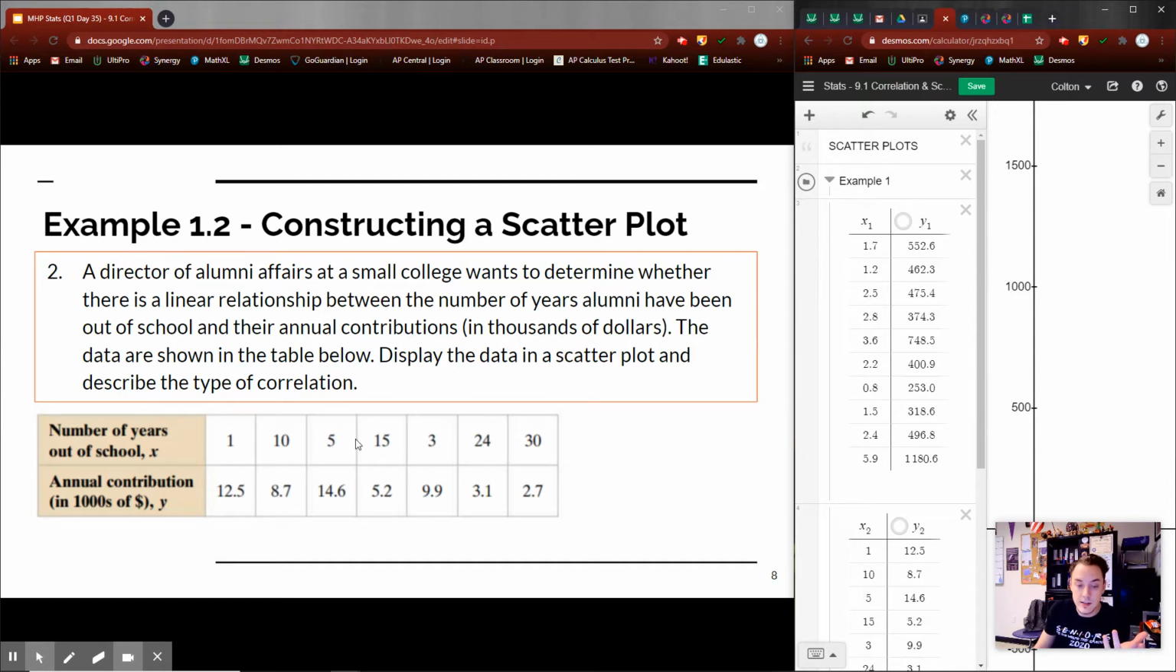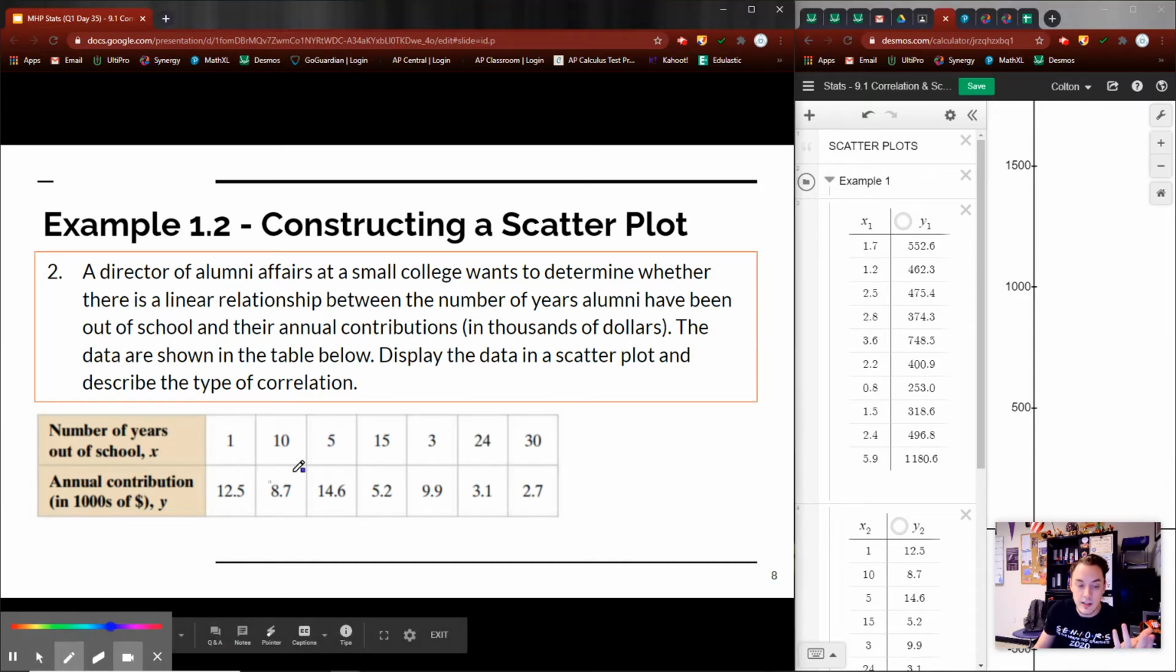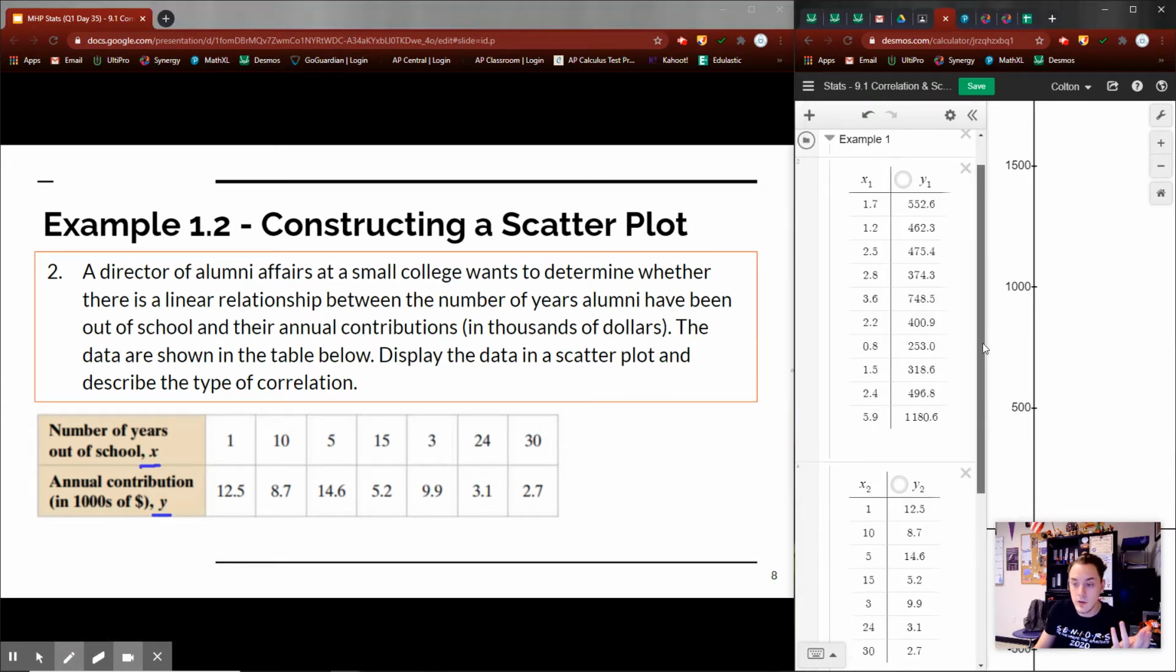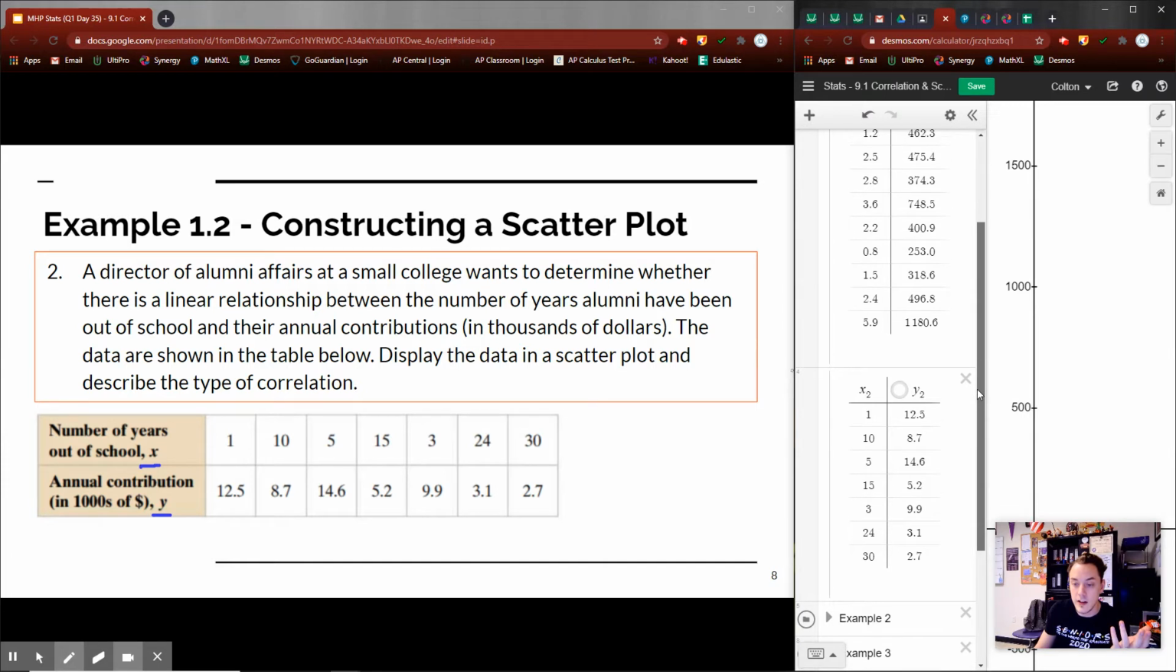So these are my X's right here. Yes, these are my X's and these are my Y's. So all I have to do is go over here and I already have it available for us. So this is 1, 10, 5, 15. That's my X's. And then here are my Y's. What's the correlation? Let's find out.